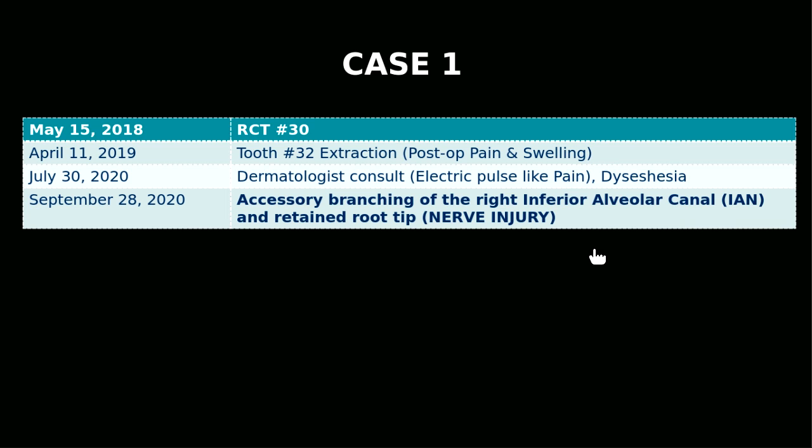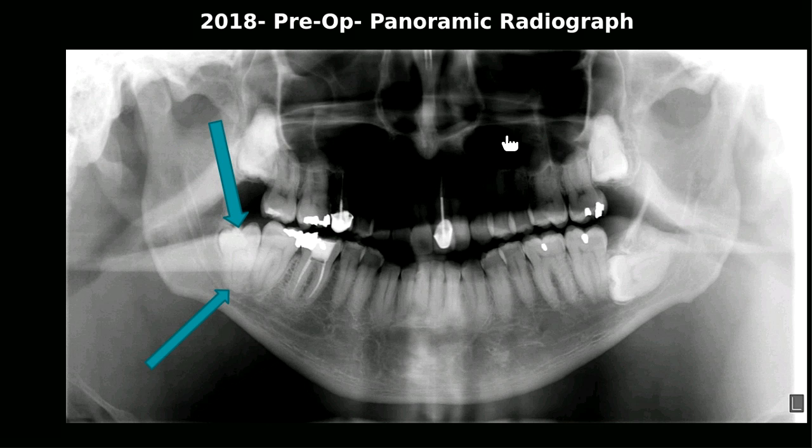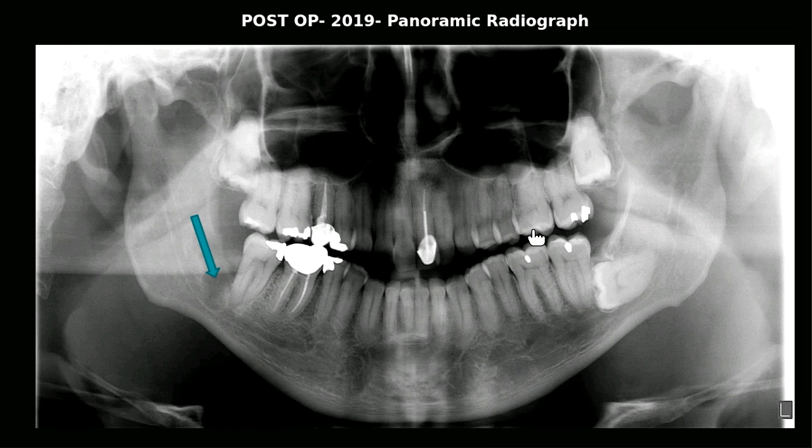So we took a CBCT scan and saw a nerve injury on the right side. Let me show you the story of this case from the beginning. They took a pan in 2018 and saw tooth number 32, which is impacted, and they wanted to see how the canal goes. They thought the pan was good enough and decided to extract it. Once they extracted the tooth, that area hardly healed. Even after one year, in 2019, this patient had a lot of pain.